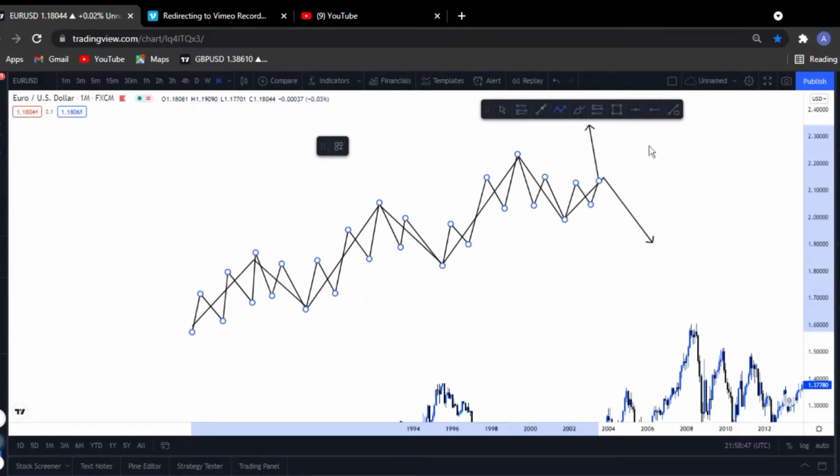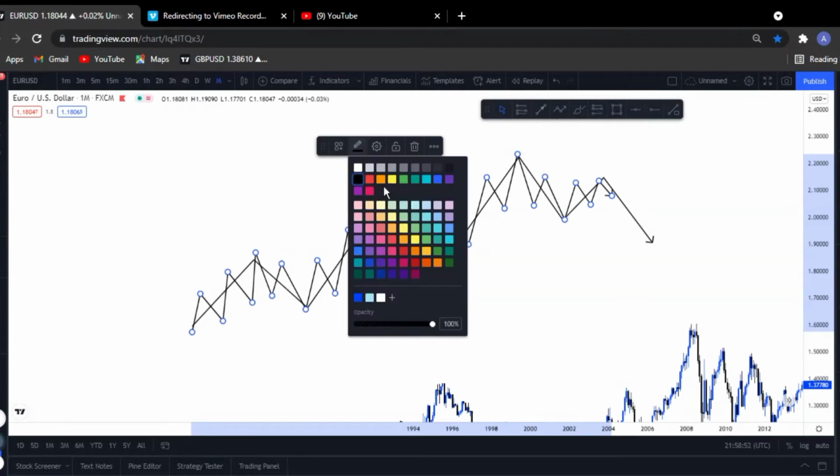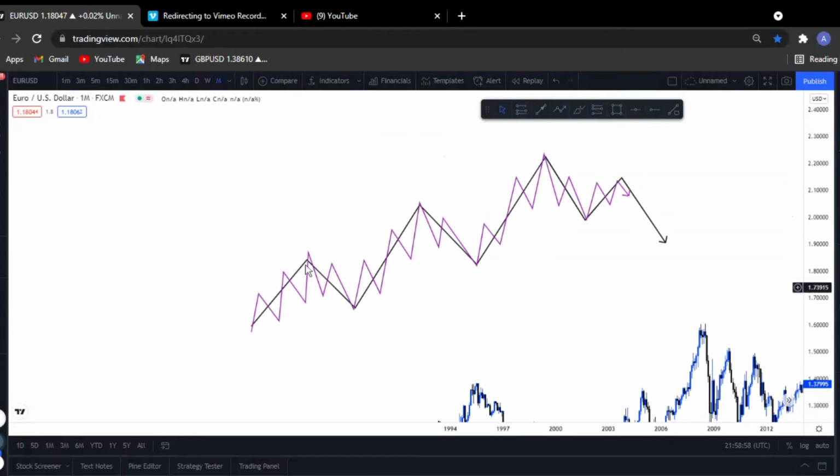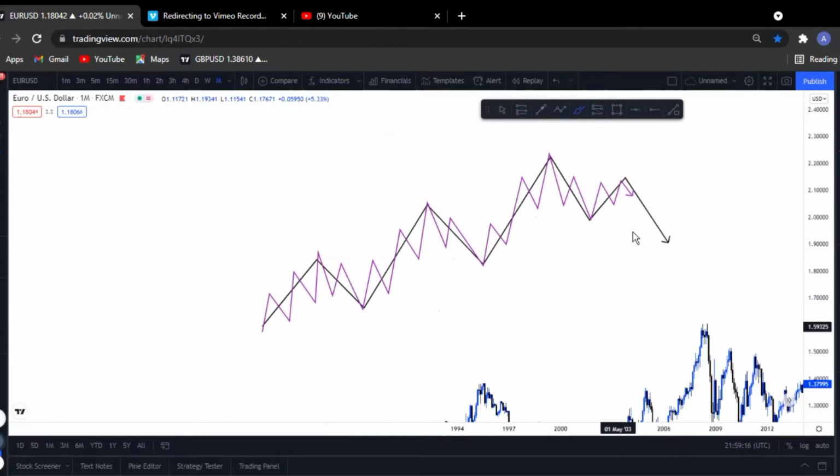So let me just change this to purple since it's an inner structure. This is purple. Perfect. So in this leg, we have the structure playing out. The structure plays out perfectly inside this leg, and inside this leg we have another structure. So this is the idea of micro and macro structure. Macro structure is the big boy structure, the bigger time frame structure, and micro structure is the smaller time frame structure. Remember, the bigger time frames control the smaller time frames.